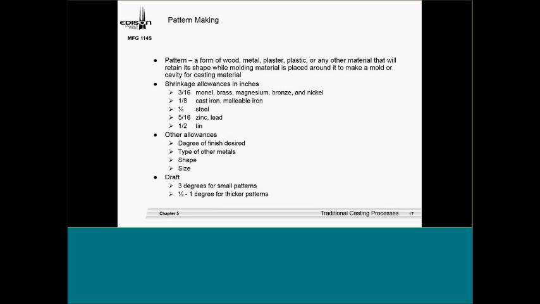So in other words, once it solidifies, Monel, brass, magnesium, bronze and nickel are going to shrink about 3/16 of an inch. Cast iron about 1/8 of an inch. Malleable iron and steel are about 1/4 inch. Zinc and lead about 5/16, and tin is 1/2 inch. So a pattern maker needs to know the shrinkage allowances. You also have allowances you need to watch out for because of the degree of finish desired, the different types of metals, the shape, and the size. Generally speaking, a pattern draft is about 3 degrees for small patterns and 1/2 to 1 degree for thicker patterns.